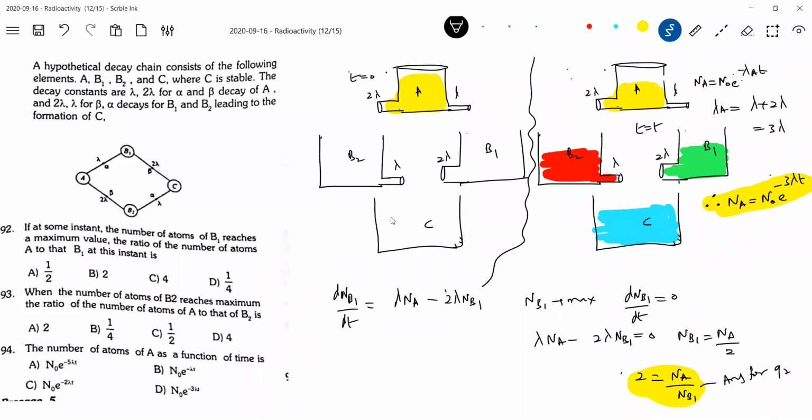Next again, when the number of atoms of B2 reaches maximum, the ratio of the number of atoms of A to that of B2. I think the same story. dNB2 is equal to the rate of formation, the rate of decay of A, 2 lambda Na, and the rate of decay of B, lambda NB1. For NB2 to be maximum, dNB2 by dt should be equal to 0.